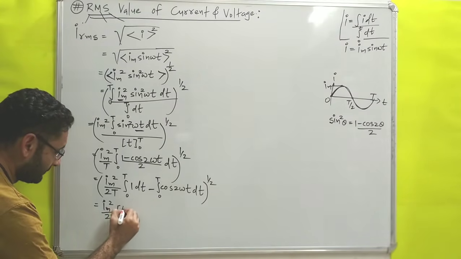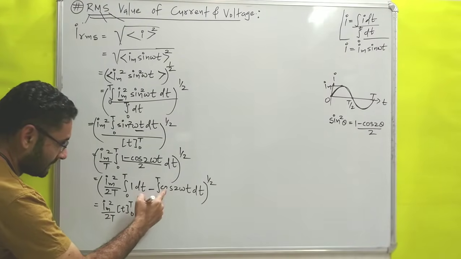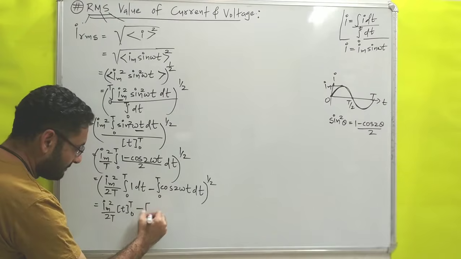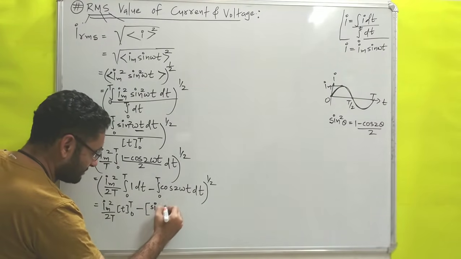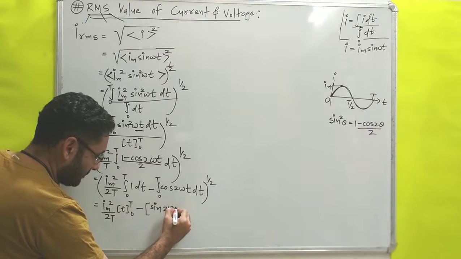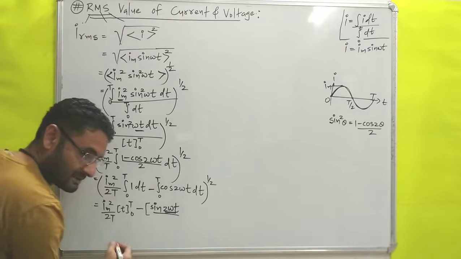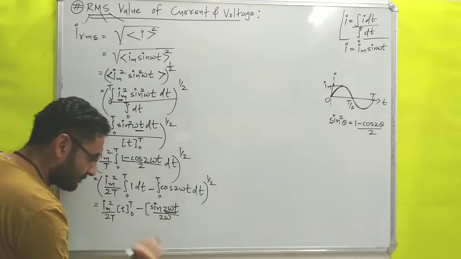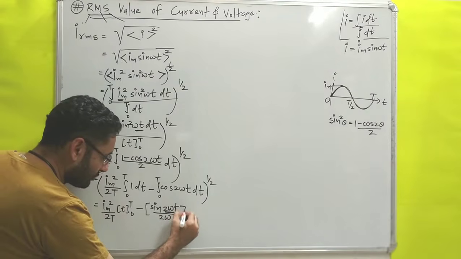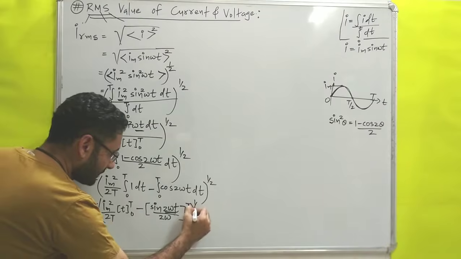Next, Im square divided by 2T, then integration of 1 dt is only t, 0 to T, minus the integration of this term. Integration of cos x is sin x, where x is 2 omega t, divided by the integration of this term: 2 omega is constant, integration of t is 1, so it will be only 2 omega. Limits are 0 to T and whole raised to 1/2.